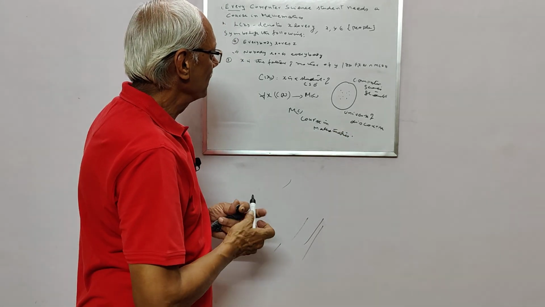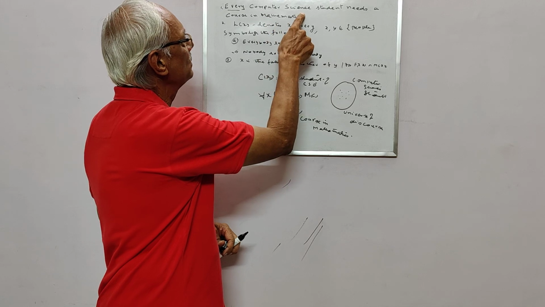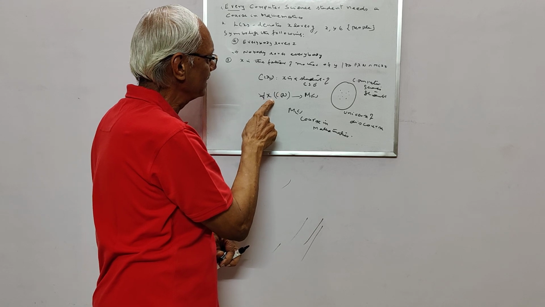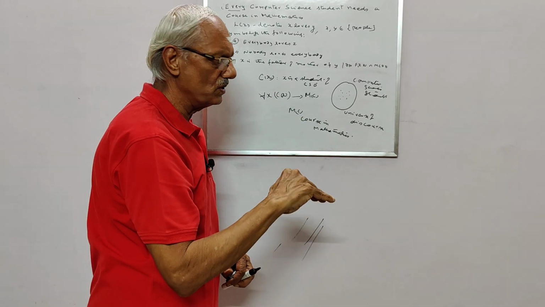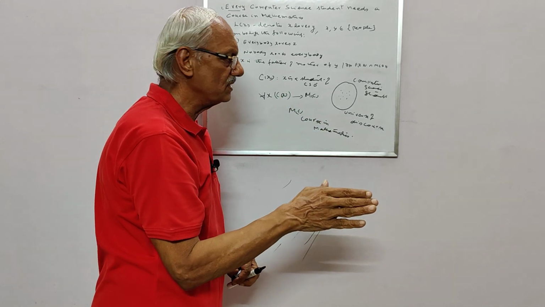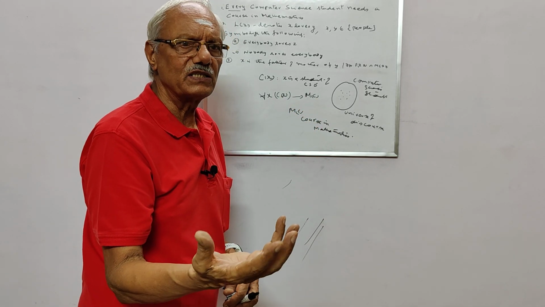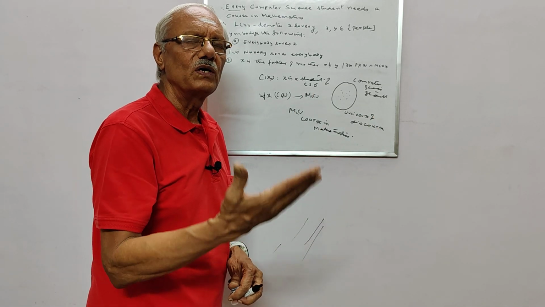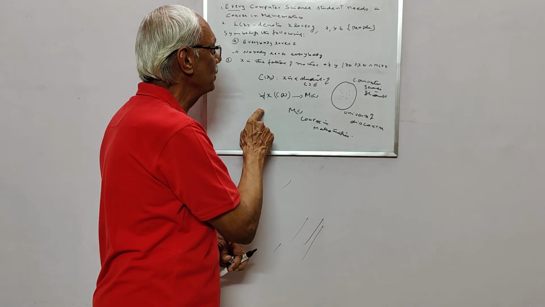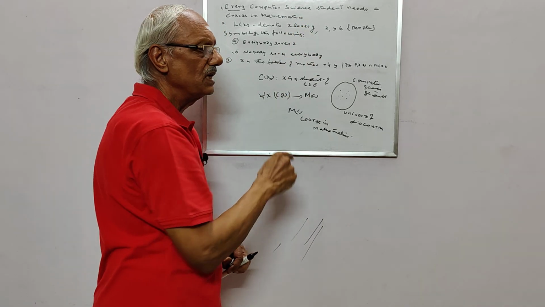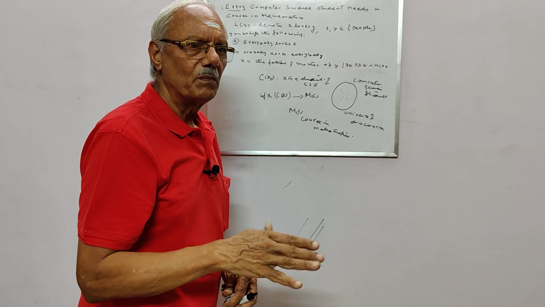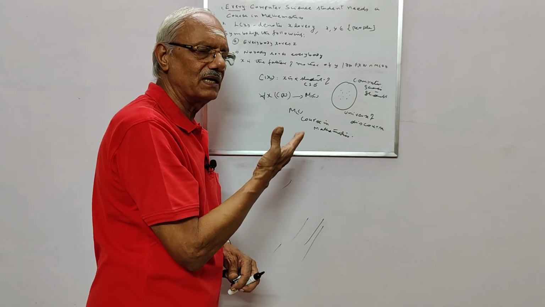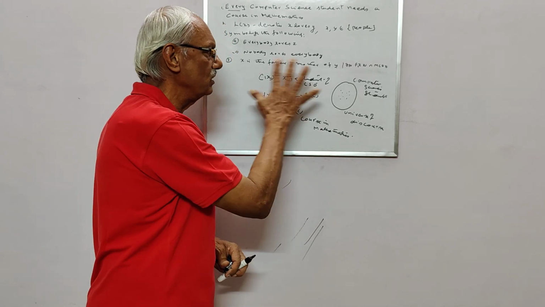Now you read this: every computer science student needs a course in mathematics. Here, for all x, C of x means x is a student of computer science, and if he is a computer science student, he needs to take a mathematics course. This is how you are able to express the first sentence, which is in verbal form, in mathematical form. We use this mathematical expression for our argument. So this is how we write.